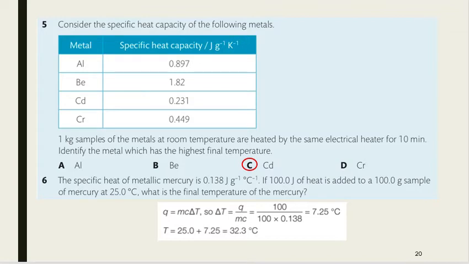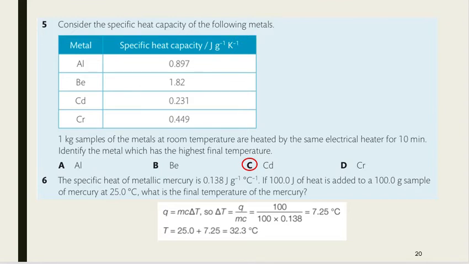So let's think about what we're given. We're given the specific heat. We know that 100 joules of heat is added. That means we know our Q. It's added to a 100 gram sample, so we know our mass. We know that the mercury is 25 degrees Celsius. So we need to know what is the final temperature.